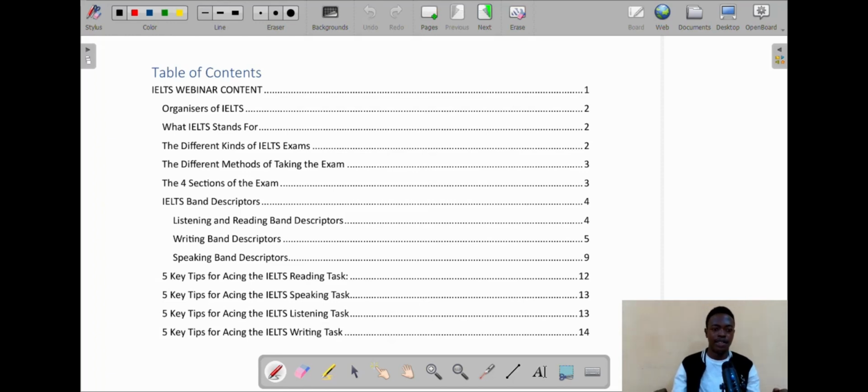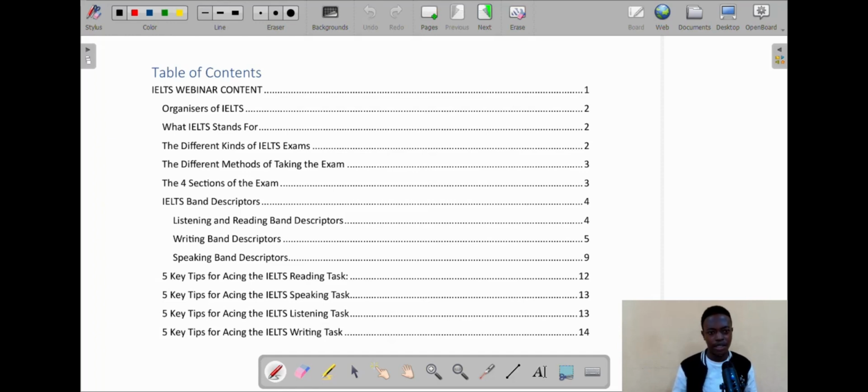You will know what the exam is all about, and you'll be able to avoid mistakes before, during, and after the test. So now let's dive right into the table of contents before I start with the slides. The first thing we'll be talking about are the organizers of the IELTS. Also, we'll tell you what IELTS stands for.